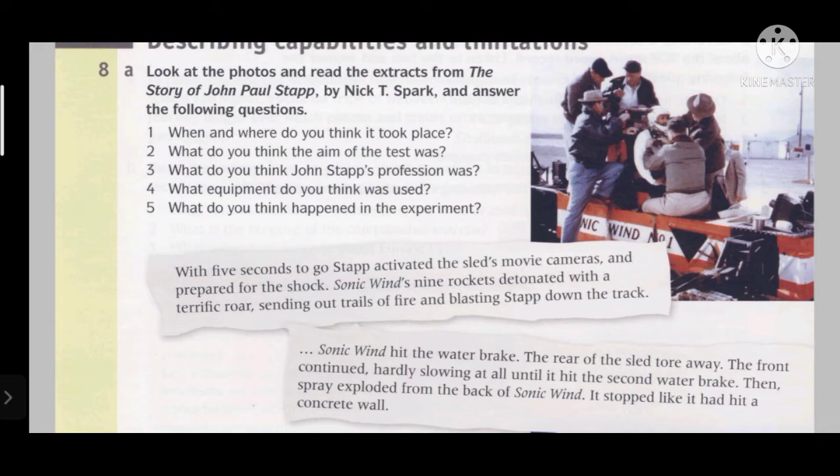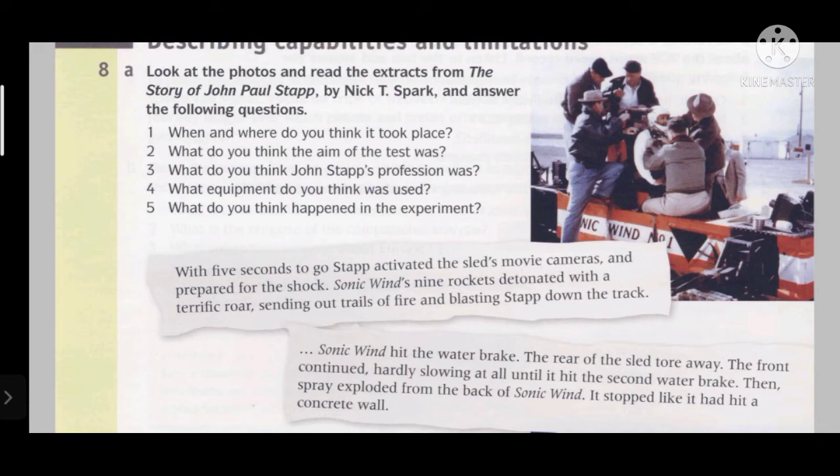Okay, so let's see. Number one, when and where do you think it took place? It took place in the late 1940s and the late 50s. Edwards Air Force Base in California. يبقى when in the 1940s and late 50s and where? Edwards Air Force Base in California.